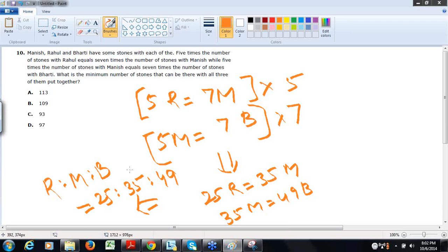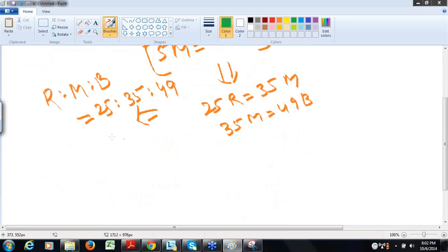Okay, now what is it asking? The minimum number of stones. Minimum number of stones will be what? If it says 25K, 35K and 49K, the minimum will be when K is equal to 1.